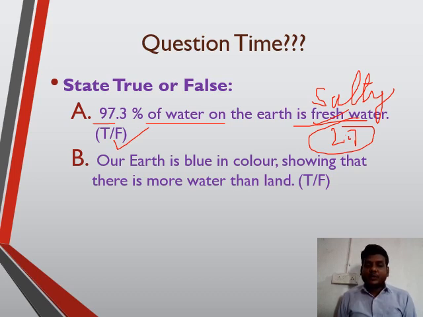Our earth is blue in color, showing that there is more water than land. Is it true or false? Write your answer in the chat box. I give you 30 seconds. Our earth is blue in color, so there is more water than land. It is a true statement. We know the fourth line is covered by water. The statement is true. Okay, student. I hope this point is clear to you.